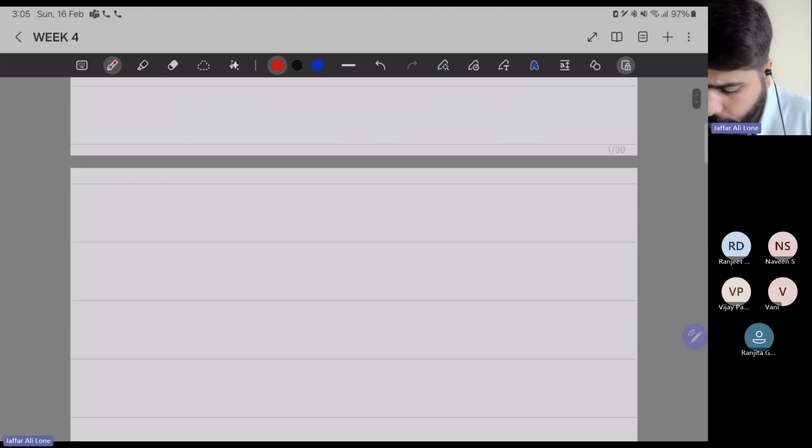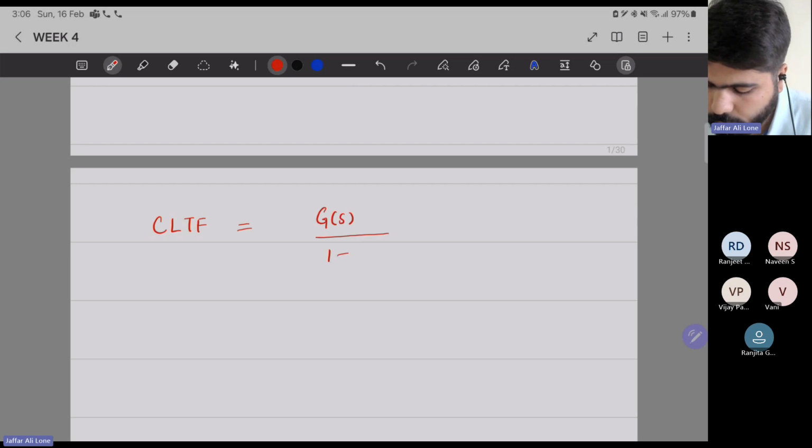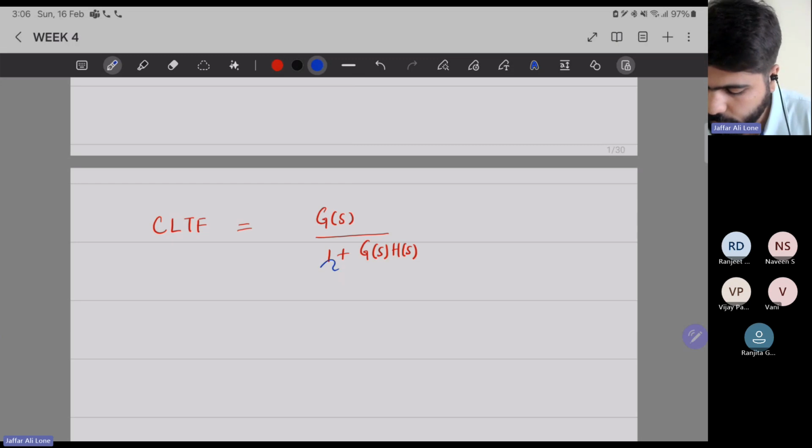So how do we characterize whether a system is stable or not? We look at the poles of the transfer function or the poles of the characteristic equation of the transfer function. For example, last week, we studied that the closed loop transfer function of a control system is given by G(s) divided by 1 plus G(s)H(s), where H(s) was the feedback. So this is the closed loop transfer function, and the denominator, 1 plus G(s)H(s), is called the characteristic equation.